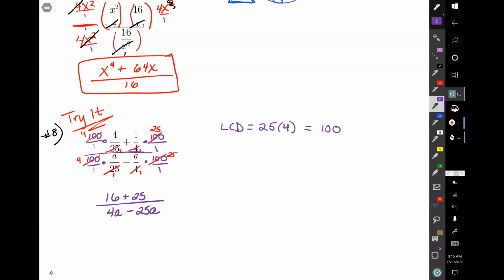And from there, I'm just going to add like terms. And so my final answer ends up being 41 divided by negative 21a, or I really want to center that negative to be negative, and then 41 with the fraction bar lined up with the negative over 21a.